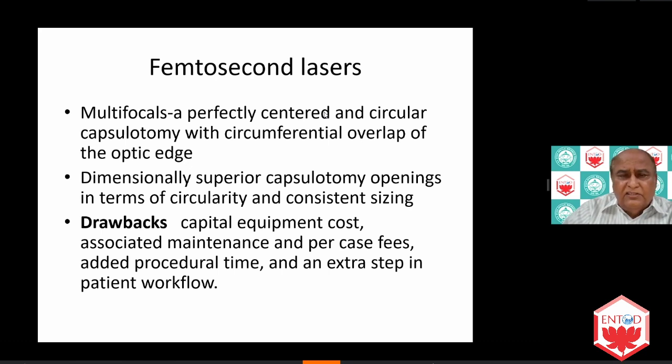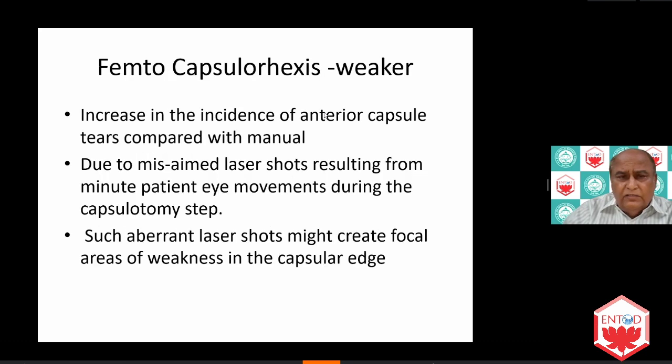And they say that it's a dimensionally superior capsulotomy. But the problem with this is that it makes mini can opener openings into the anterior capsule. And the drawback is that, as I have already told, there is capital equipment cost and maintenance is very costly. Procedural time increases because you have to do the surgery in two steps, and so you take longer time. They say it's a weaker capsulotomy, that there is an increase in the incidence of anterior capsule tears compared with manual, because manual always remains round and therefore it remains strong.